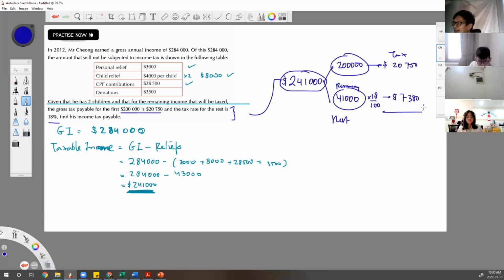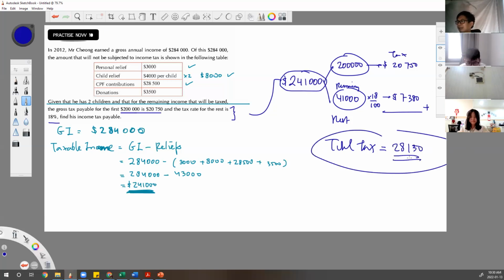Oke. Udah, totalnya berapa? Total tax-nya. The gross of tax payable and the tax rate for the rest. Find his income tax payable. Udah, total tax-nya berapa? Tinggal ditambahin ya. Plus 2,750. 28,130. Ini totalnya. Total tax yang dia harus bayar. Tax payable namanya ya. Oke, ngerti ya. Jadi agak susah income tax payable-nya segitu.